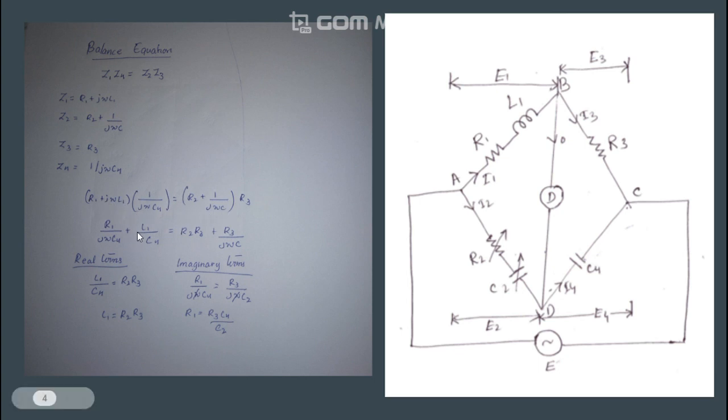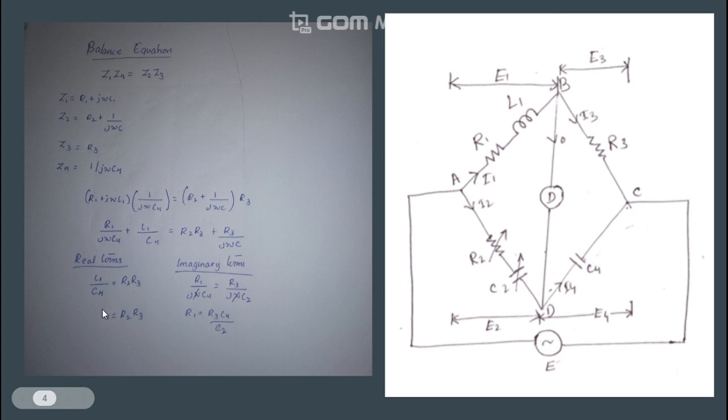And when we perform some basic algebra, we get this expression. Here we can see that there are some real terms and some imaginary terms, real terms being those without j omega, and imaginary being those with j omega. So on comparing imaginary and real terms, we get L1 divided by C4 equal to R2 R3, and R1 divided by C4 equal to R3 divided by C2.